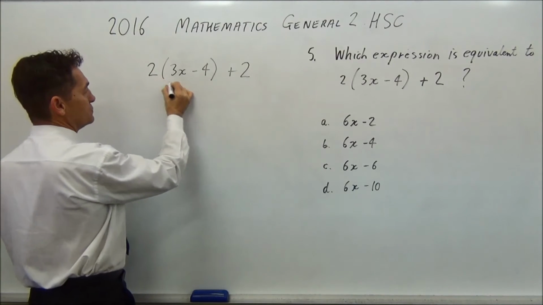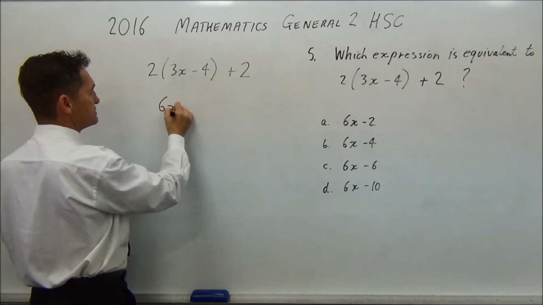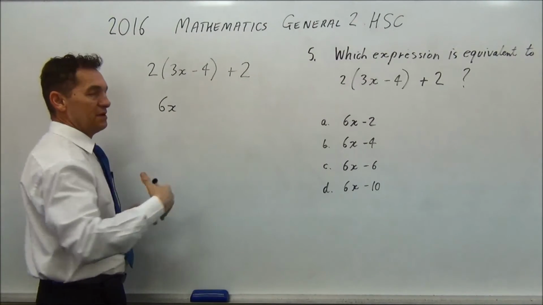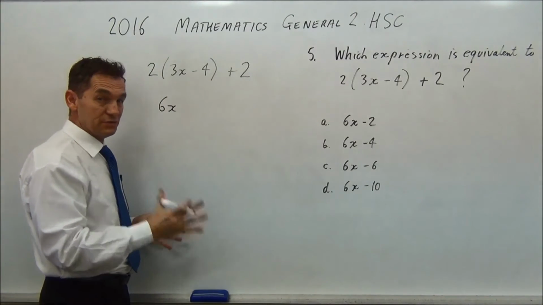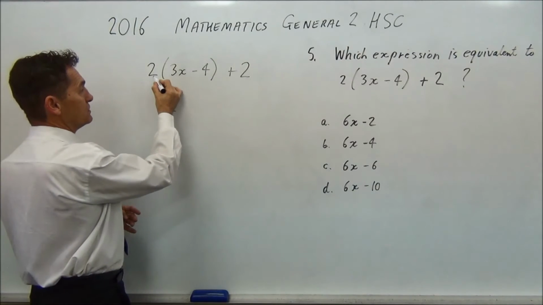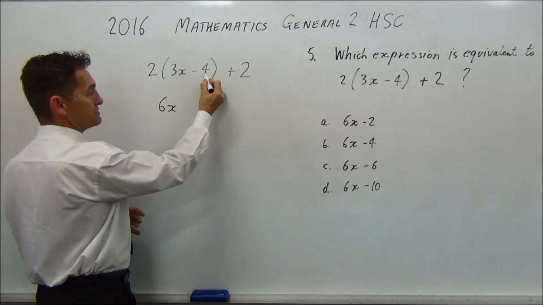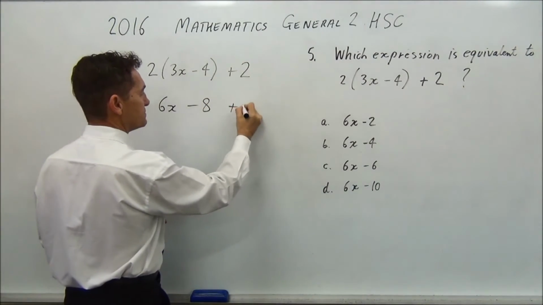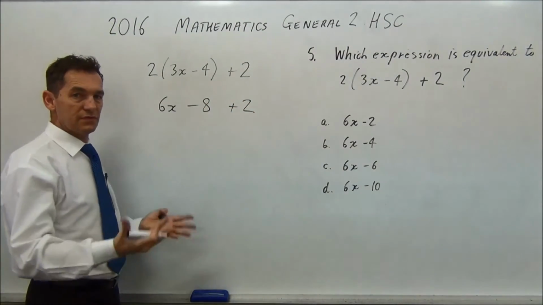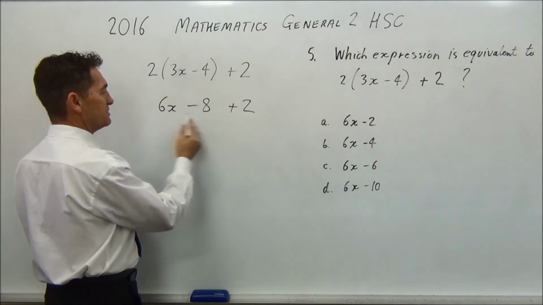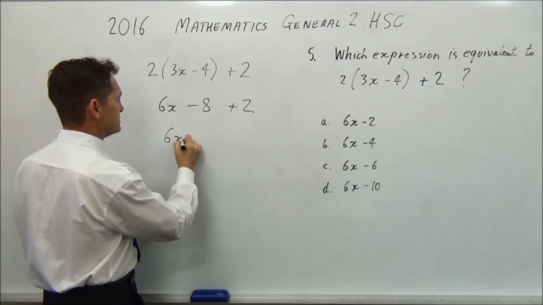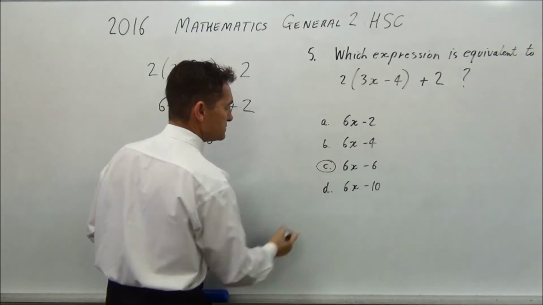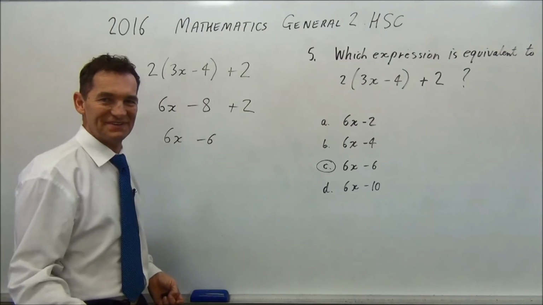So 2 multiplied by 3x is 6x. Well, you know that's going to be true because all the answers are 6x. It's the next part where they're trying to see whether you've actually learned your algebra properly. So 2 multiplied by minus 4 is minus 8. And then we've got a plus 2 on the end. So then it should be easy. You can join these together. You can't touch that. So we've got 6x minus 6. And so your answer is C, and you're done.